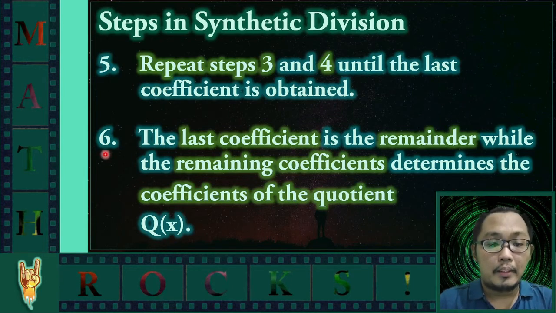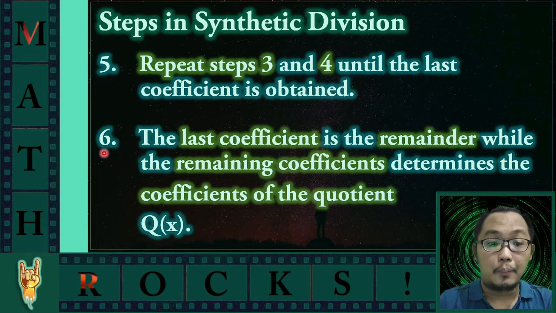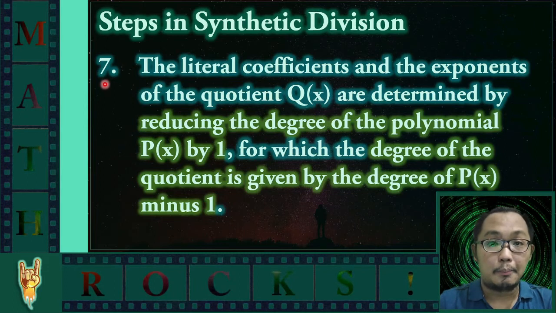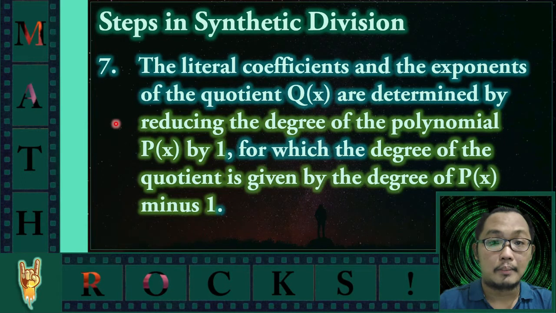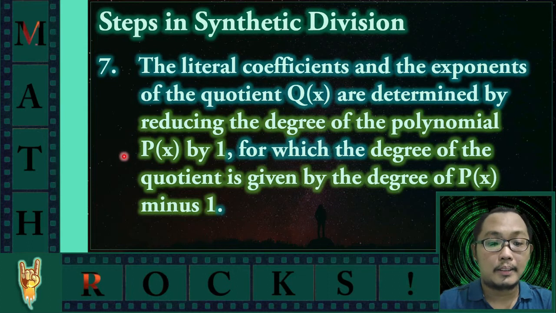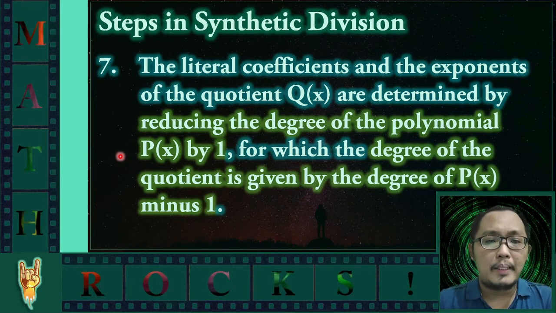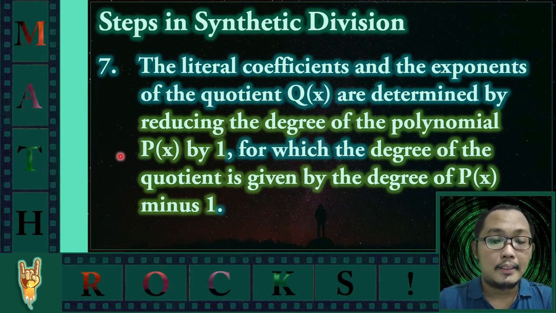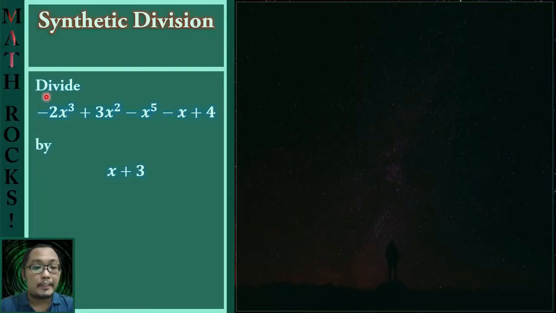For number 6, the last coefficient is the remainder, while the remaining coefficients determine the coefficients of the quotient q of x. And for number 7, the literal coefficients and the exponents of the quotient q of x are determined by reducing the degree of the polynomial p of x by 1, for which the degree of the quotient is given by the degree of p of x minus 1. So remember that synthetic division is relatively easy; let us do this with an example, and proceed with this problem.